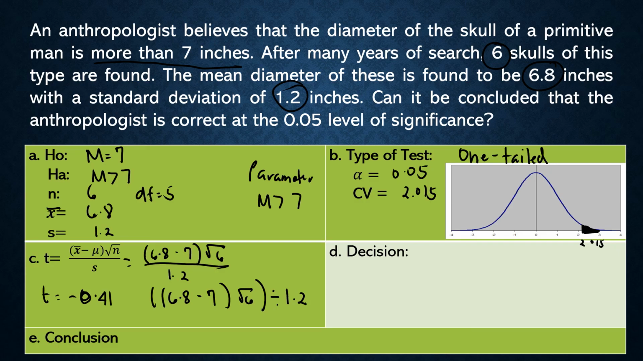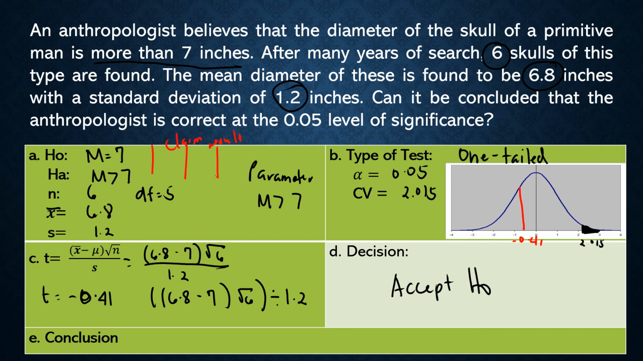Now, let's plot negative 0.41 on our normal curve. Negative 0.41 will fall here. So as you can see, it falls on the unshaded part. Since it falls on the unshaded part, we can say that we're going to accept the null hypothesis. Now, let's have the conclusion. Let's have the claim and the result.